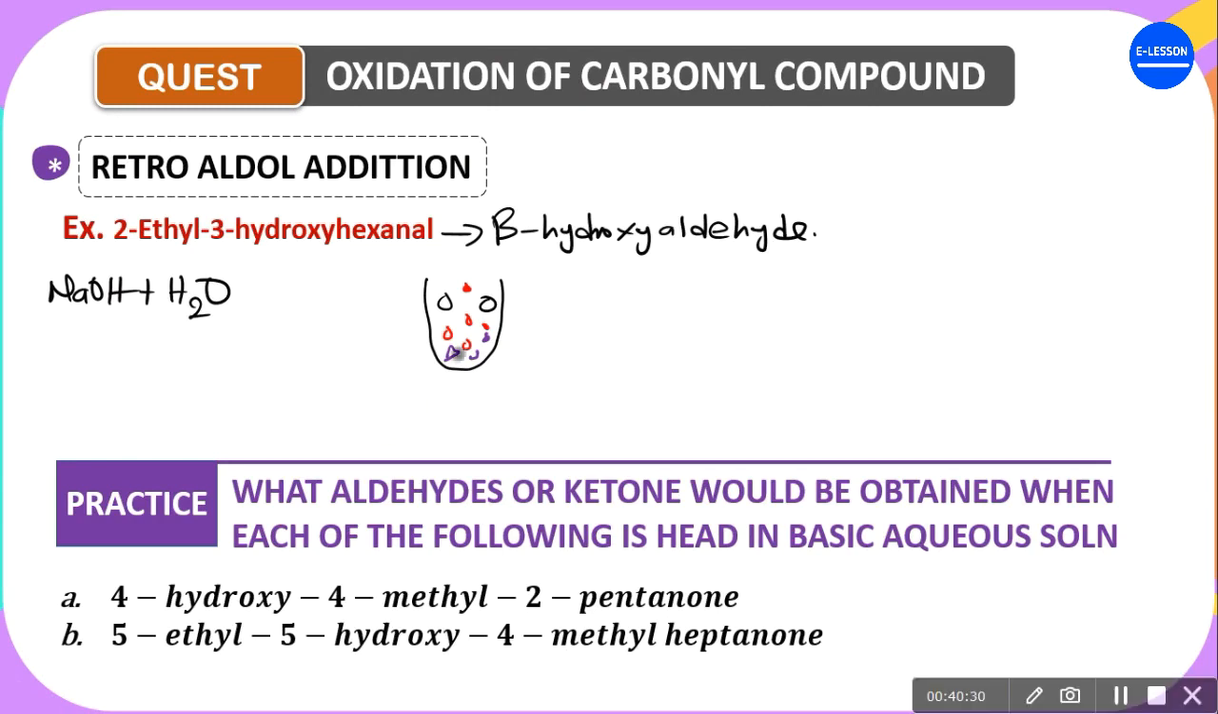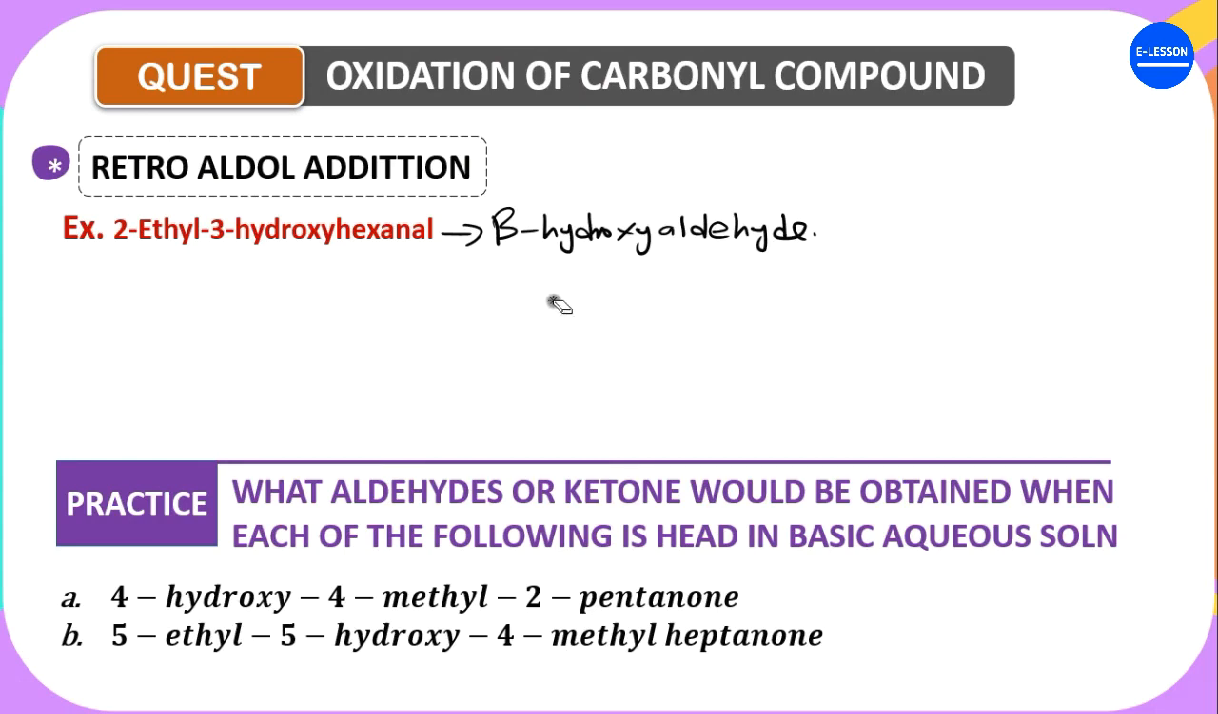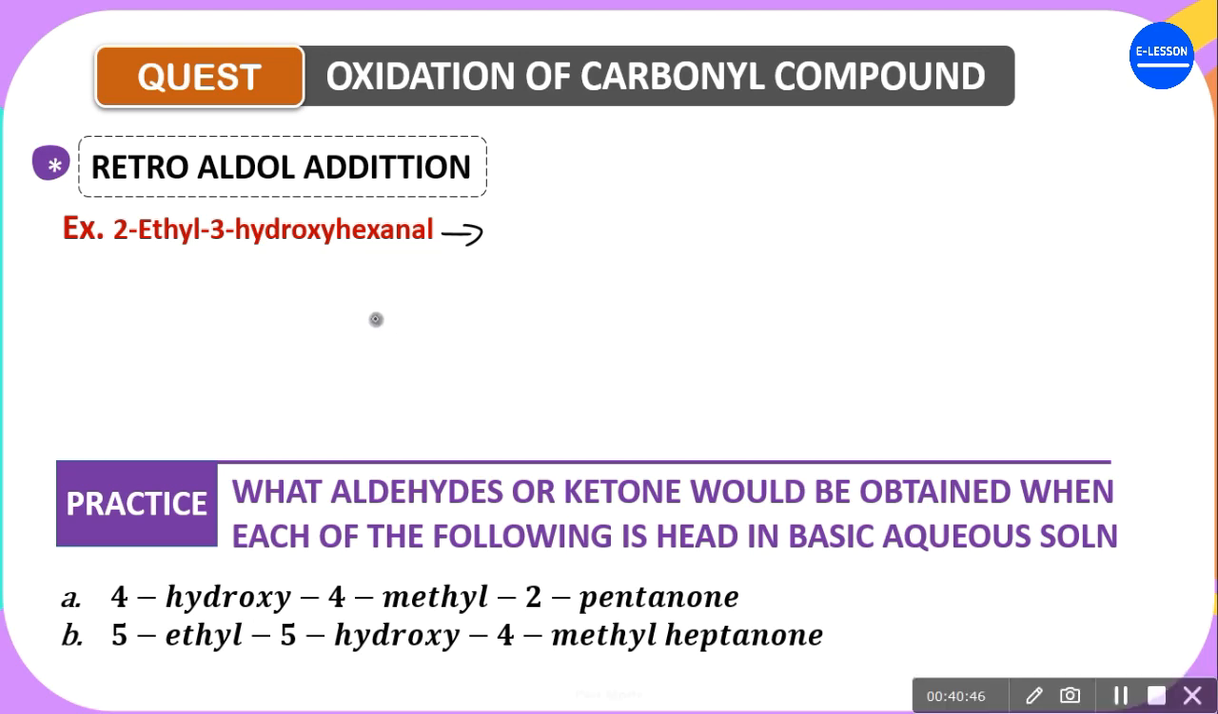Now, let's take, for instance, this one. Let's see if we'll be able to know the reactants that reacted to form this. We have 2-ethyl-3-hydroxyhexanal. Which reactant do you think actually reacted to form this? 2-ethyl-3-hydroxyhexanal. Now, let us draw the structure of this compound.